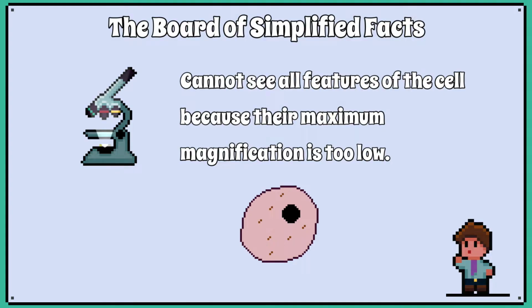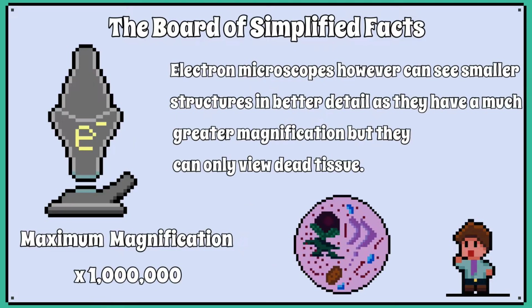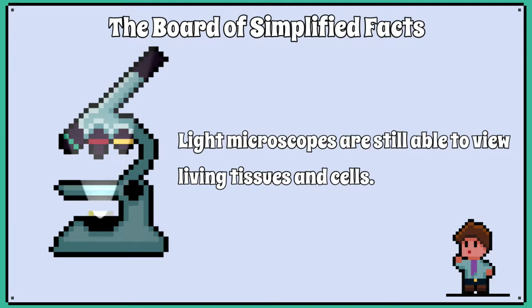Light microscopes therefore have some limitations as their maximum magnification restricts you from seeing a lot of the smaller structures of cells. Electron microscopes, however, can see smaller structures in better detail as they have a much greater magnification, but they can only view dead tissue. Light microscopes are still able to view living tissues and cells.